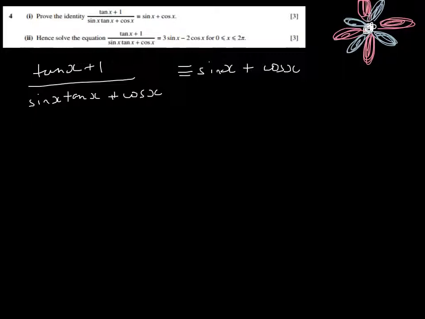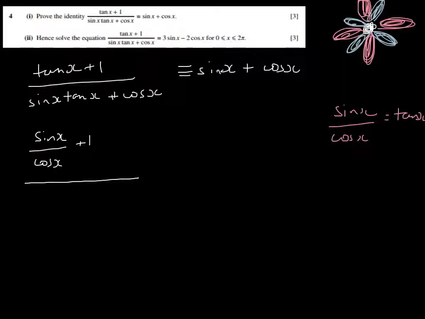What we know is that sine x over cosine x equals tan of x. So we can go ahead and replace the tan x on the top with sine x over cosine x plus 1, and still keep that fraction sign, and at the bottom replace it as well. So sine x, replace the tan x with sine x over cosine x, and then add on that cosine x there.